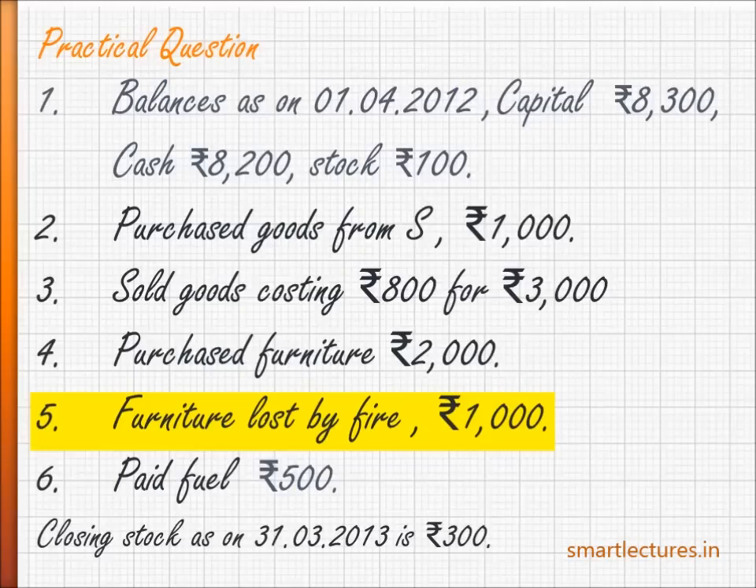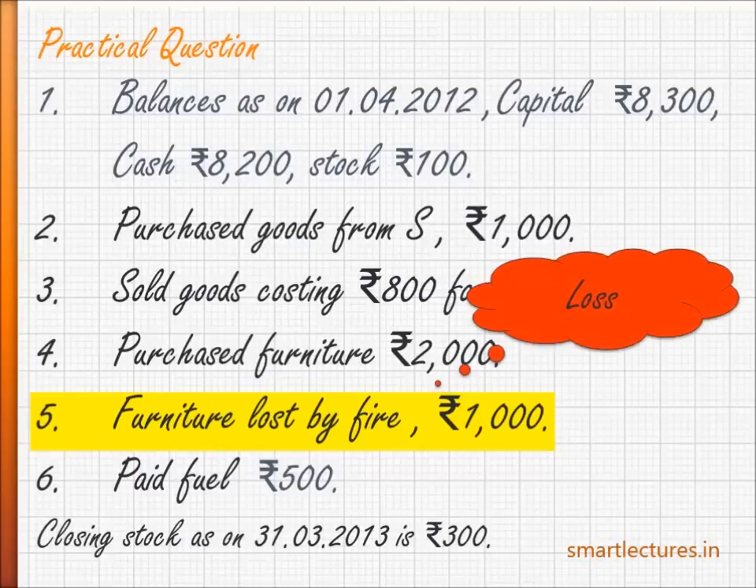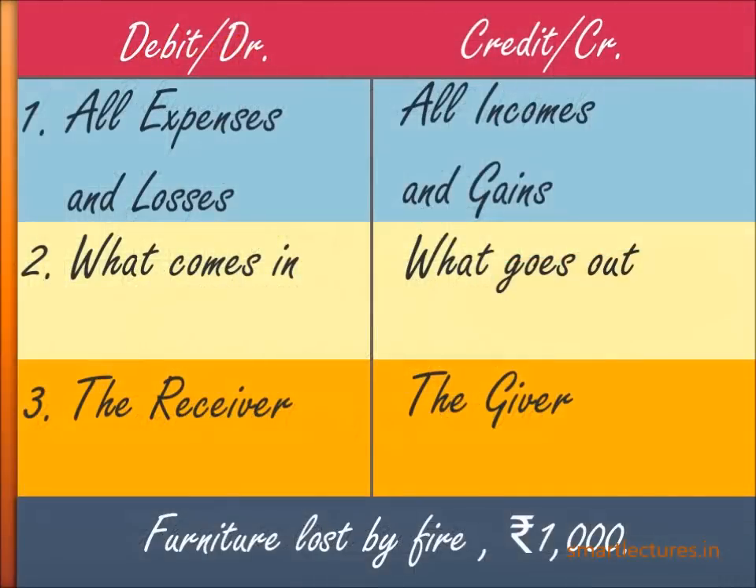Now, furniture lost by fire, rupees 1,000. It's a loss, and this loss is due to fire. And what have we lost? We have lost furniture due to fire. So come to the options. On the debit side, debit all expenses and losses. Is there any expense or loss? Yes, there is a loss of rupees 1,000. And what's the name of this loss? Loss by fire.